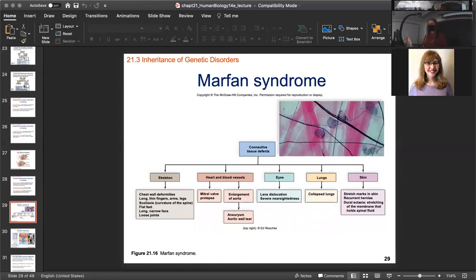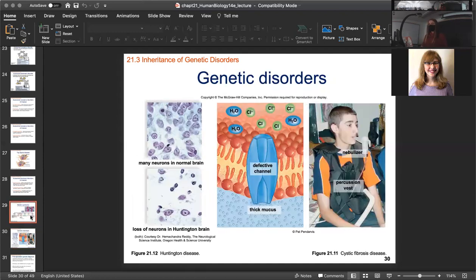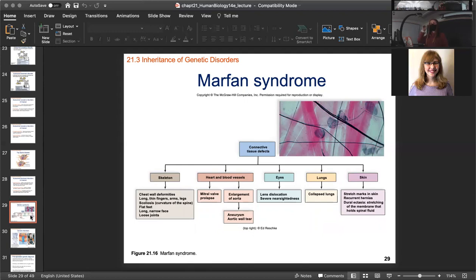Okay. You could also see heart and blood vessels. You're going to have a mitral valve prolapse. So we know where the mitral valve is, right, in the heart, on the anatomical left side of the heart. You can have an enlargement of the aorta, which also makes it really weak. So you could have an aneurysm.